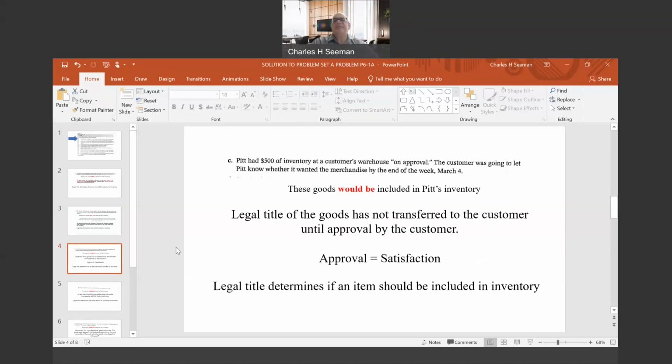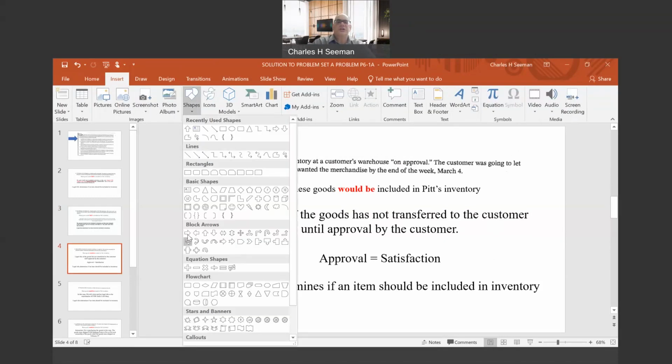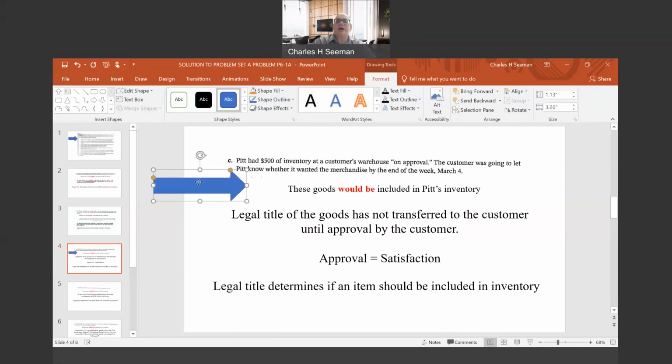Number C, Pitt had $500 of inventory at a customer's warehouse on approval. The customer is going to let Pitt know whether it wanted the merchandise by the end of the week. These goods would be included in Pitt's inventory. Pitt still owns these goods. Title has not transferred hands because the customer is not satisfied. Legal title of the goods has not transferred to the customer until approval by the customer, because approval equals satisfaction, which is the fifth step of the revenue recognition process. Legal title determines if an item should be included in inventory.